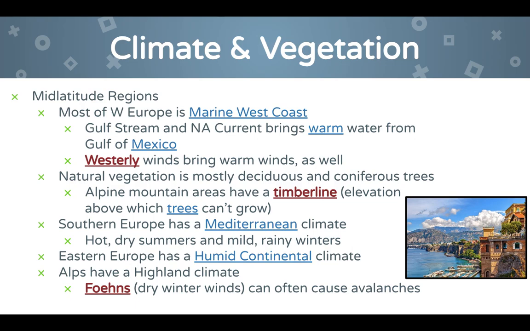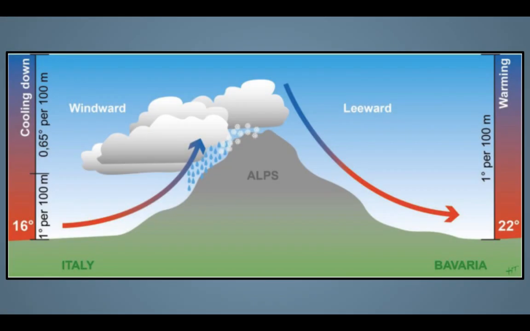But then the Alps have, like I said, a highland climate, so they have what are called foehns, and these are dry winter winds that can cause avalanches. Okay, so we've seen this before when we talked about North America. This is the orographic effect, where the rains can't get past the mountains, so they fall. They lose a lot of precipitation on one side. You see that here, like in Italy, and then as it goes down, it gets much drier on the other side. That's the leeward side, around Bavaria, which is in Germany.